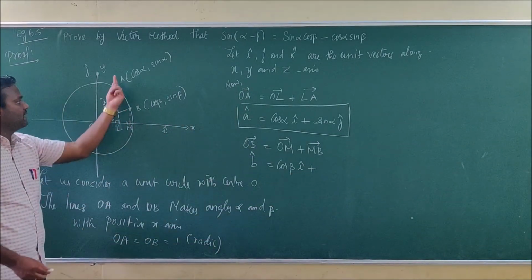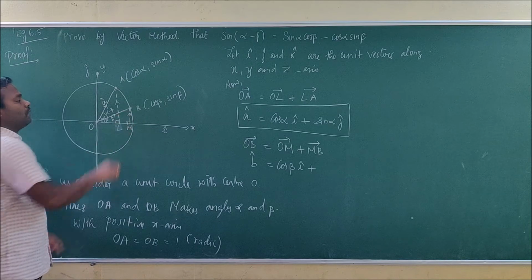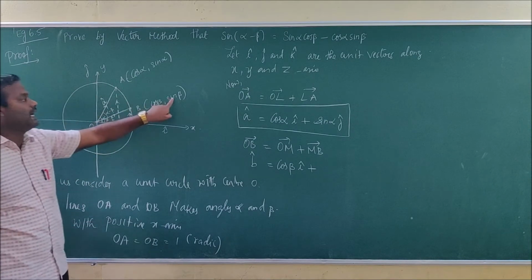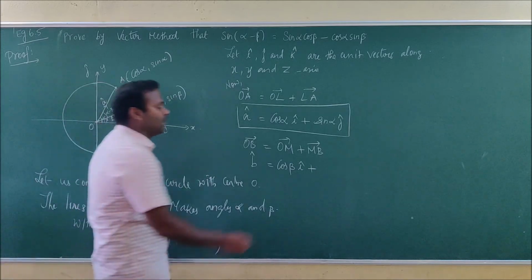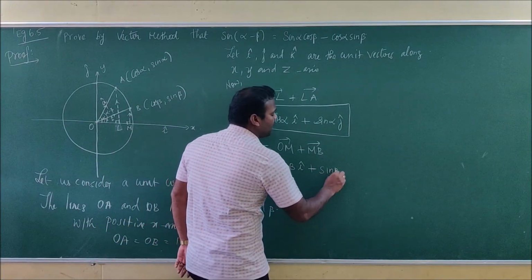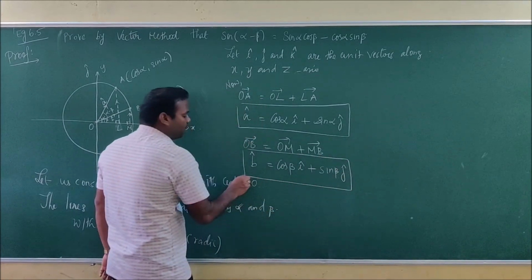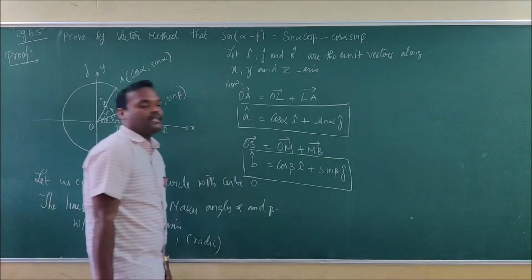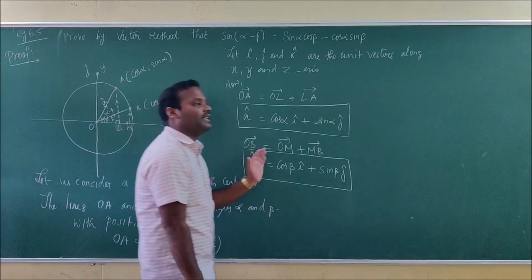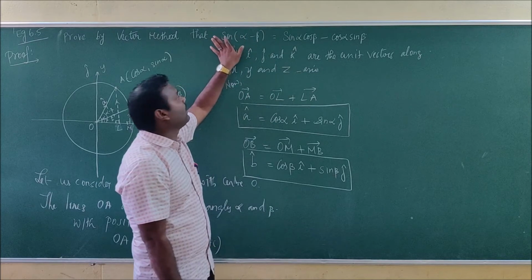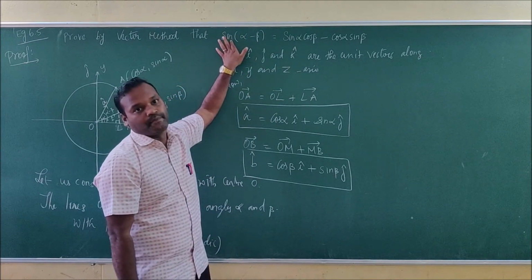MB vector direction is in the above direction. So in that direction you have the unit vector as j cap, and the length of that is sin beta. So you have sin beta into j cap. So we have found cos beta into i cap plus sin beta into j cap. Next, we have to make use of the cross product for the formulas related to sin.